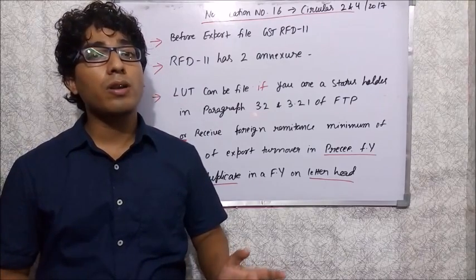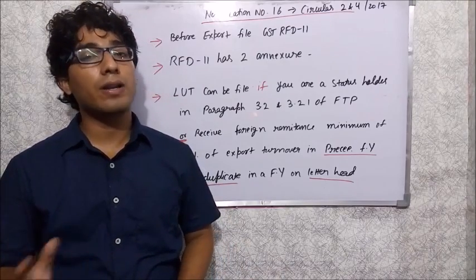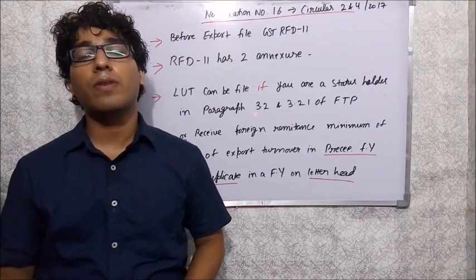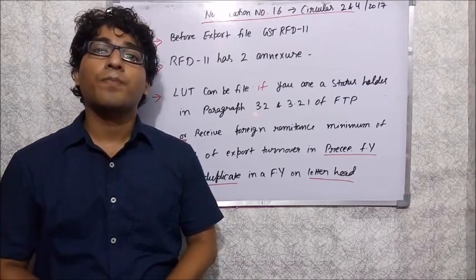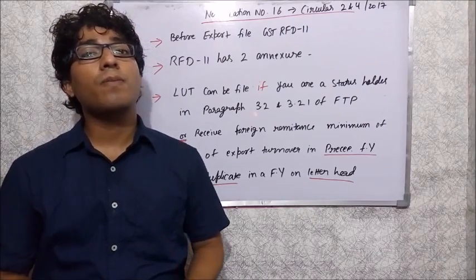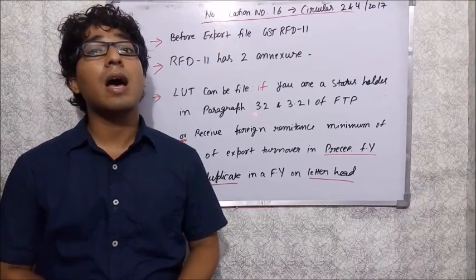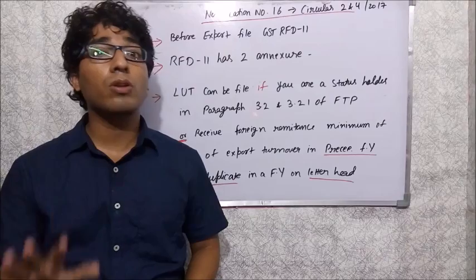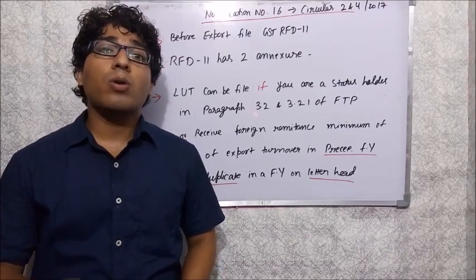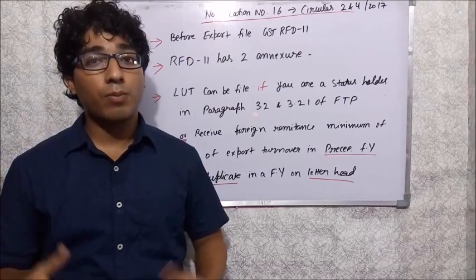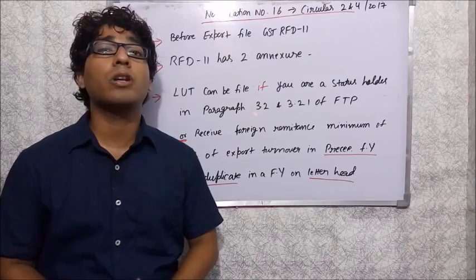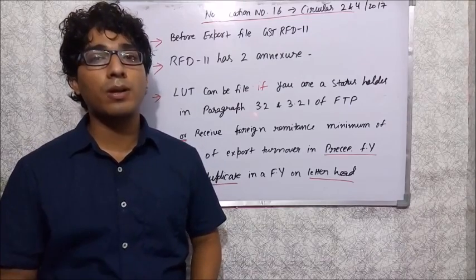First one is the bond, second one is the letter of undertaking, bond or letter of undertaking or LUT. So you have to first fill the form GST RFD 11 for exporting the goods or services out of India without payment of duty. Remember that the bond or letter of undertaking procedure is only for those who want to export the goods or services without payment of tax.